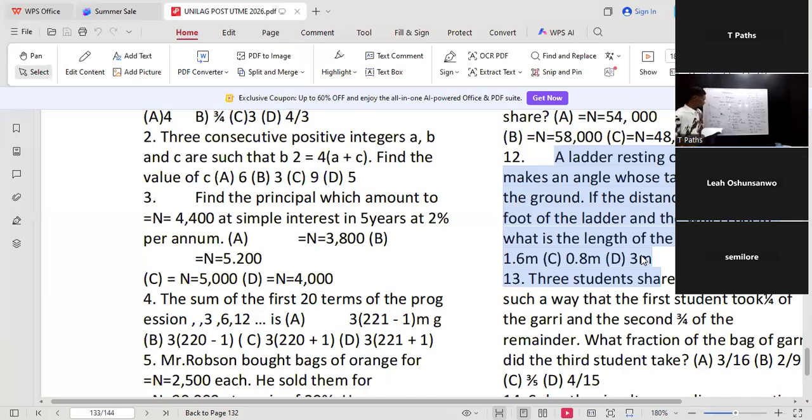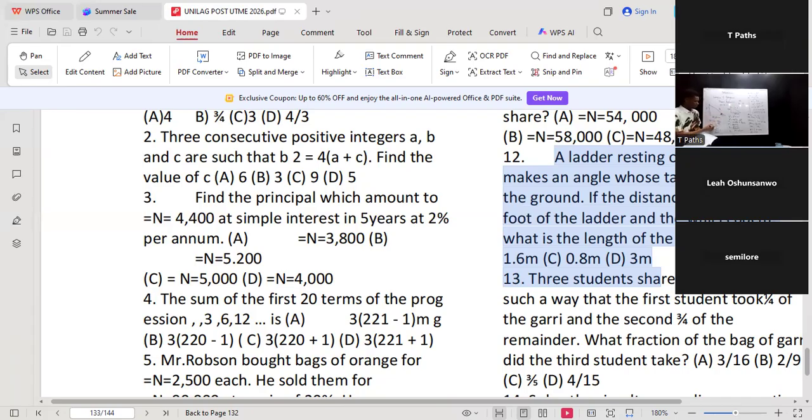So let me go over it once again. This is the length of the ladder. This is the distance between the foot of the ladder and the wall, which is 60 centimeters. And then the question says the ladder makes an angle with the ground, whose tangent is 2.5, which means the angle between the ladder and the ground is theta, and the value of tan theta is 2.5.